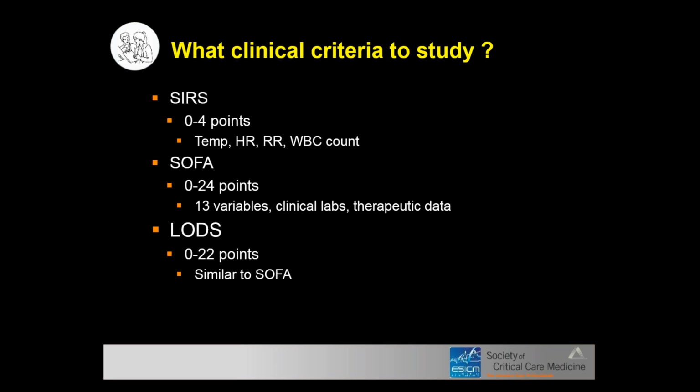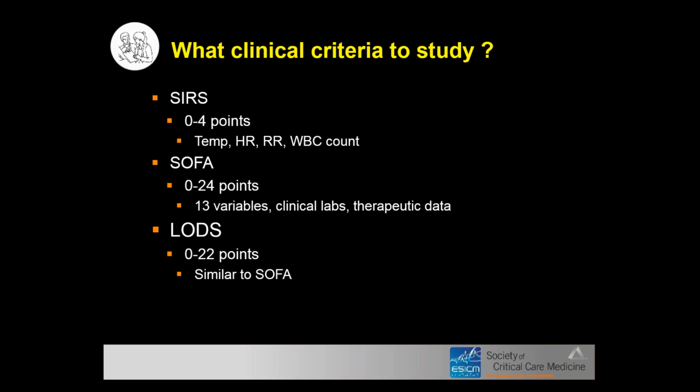What clinical criteria might we study? Well, clearly, previous definitions were based on the SIRS criteria: temperature, heart rate, respiratory rate, and white blood cell count. Another frequently used approach to clinical criteria to identify sepsis is the SOFA score, the Sequential Organ Failure Assessment score.